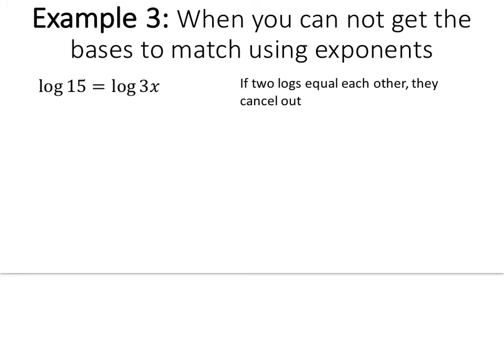For example 3 is the easiest. If you look, I have log base 10 on either side of the equal sign. Just like when the base 3 exponentials canceled out, the same will happen here. If I have log base 10 on either side, they just go away, and I'm left with 15 equals 3x. So if you divide both sides by 3, I'm left with x equals 5.